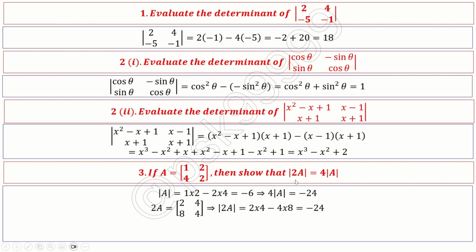So if I am multiplying a matrix with a constant, and the matrix is of order 2 by 2, then its determinant is basically that constant squared multiplied by the determinant of the original matrix. This is a very important note. Most of the time you may get questions based on this one, so note this down.